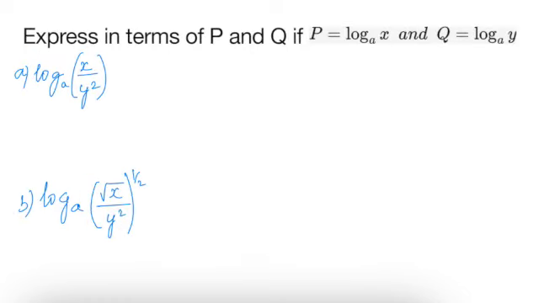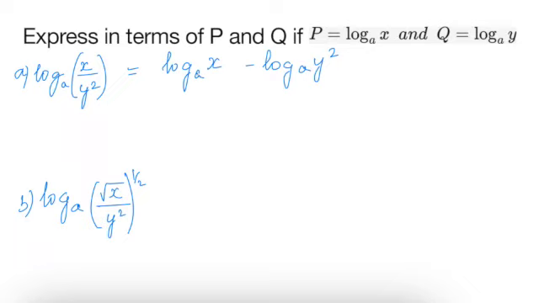You can pause the video and just take a minute to understand the question. Okay, how do we do this? This is equal to, applying what is also called the quotient rule, log x to the base a minus log y square to the base a, because log a by b is equal to log a minus log b.